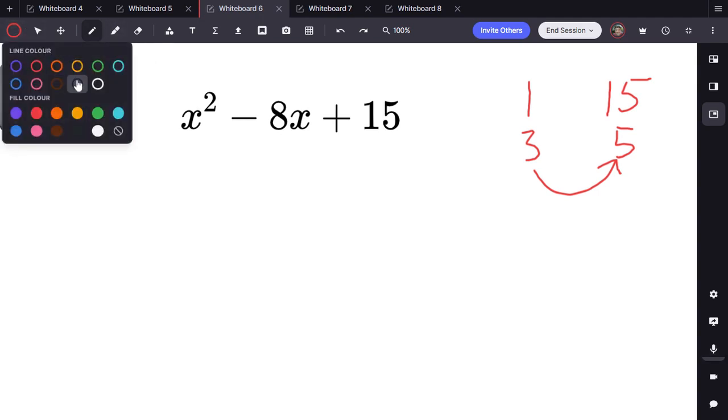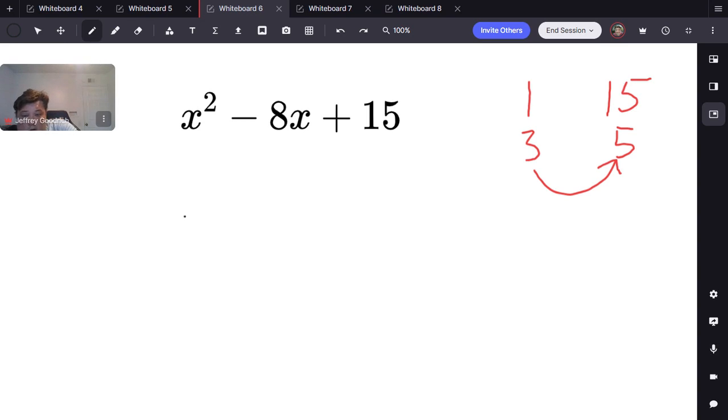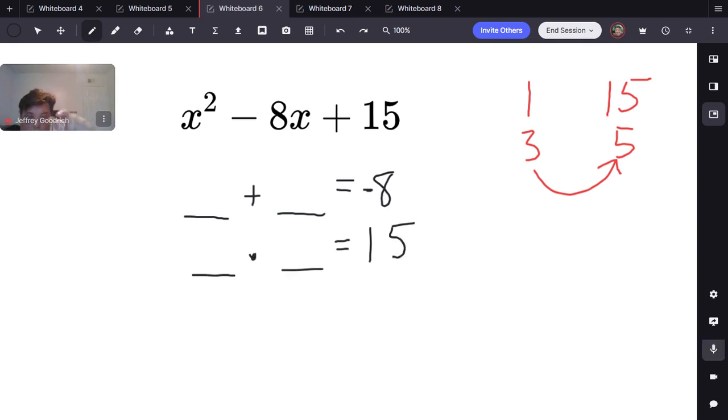Sweet. So now we're going to set up our little plus and minus thing. It's going to add to negative 8, and it's going to multiply to 15. Now, one thing that I forgot to mention is that in order for it to add to a negative number but multiply to a positive number, they would both have to be negative. Because a negative times a negative is a positive, but a negative plus a negative is going to be negative. So all our factors, we want to just make them negative.